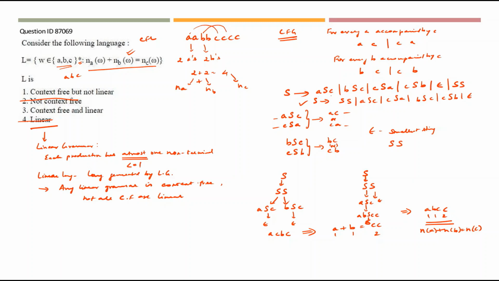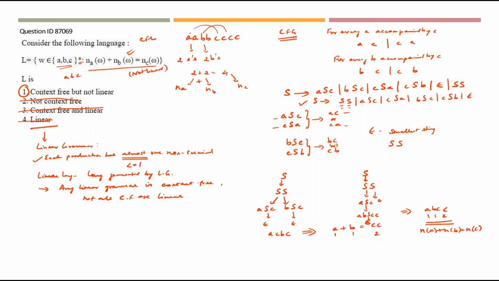Now we have to check whether it is linear or not. In linear grammar, I have already told the production should have at most one non-terminal. It means it can either have one non-terminal or it need not have any non-terminal. But here if you take, there are two non-terminals, SS. So violating this rule, we can say this language is not linear. In this case, we are marking option number 1, context free but not linear, to be the right answer. Option 3 is also ruled out.